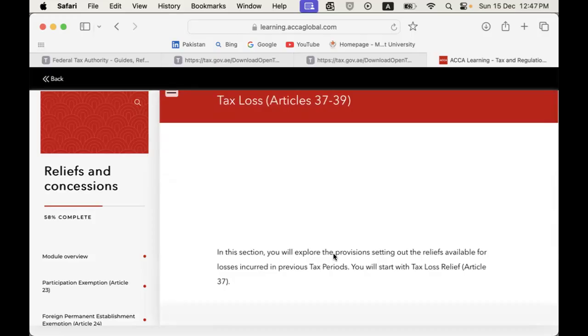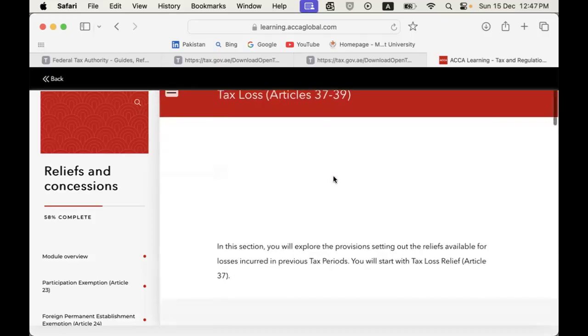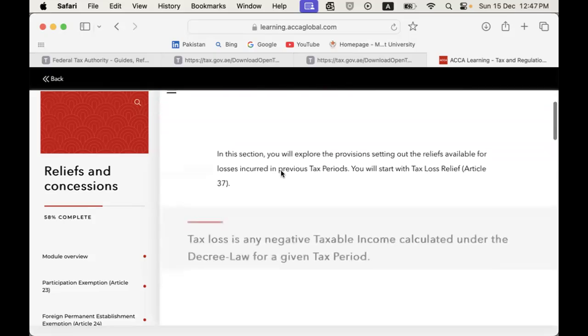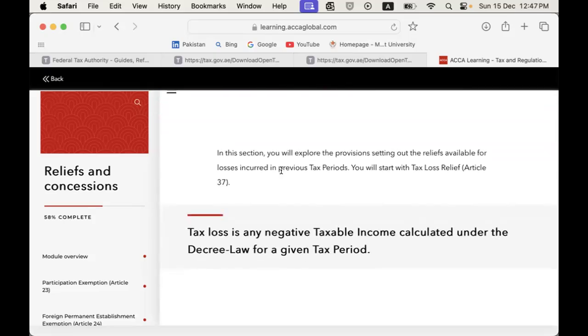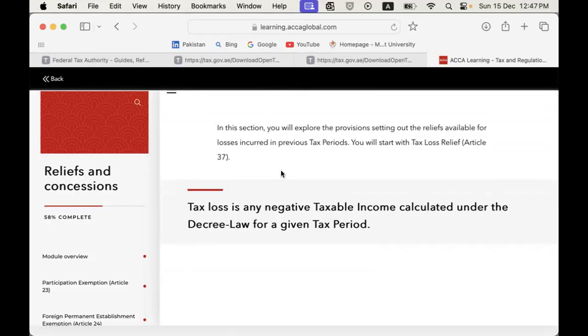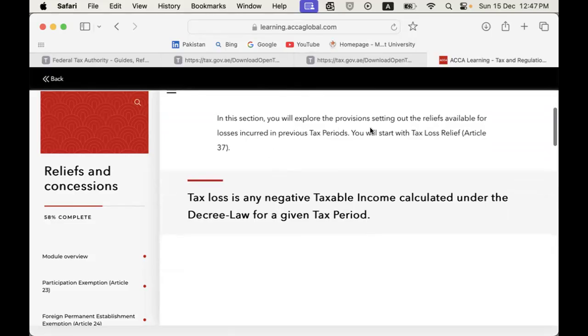Now we are coming to tax losses. There are Articles 37, 38 and 39. I think 3 articles are there. But tax loss is a very important area of tax strategy. We have to look at it, and the calculation of the future benefit also has implications on our preparation of the financial statements, because the benefit from tax loss is basically an asset, a tax asset that is reflected in our balance sheet. But we have to calculate the present value and all that. In this section, you will explore the provisions setting out the reliefs available for losses incurred in previous tax periods.